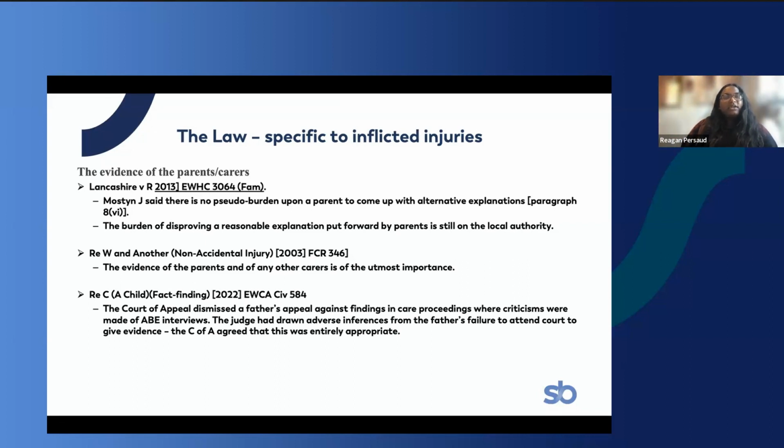I remember this case. So this was a case last year. Yeah, it was. Re C is a case from last year. And we had a child. It's on the handout later on, I think. I give you more details of this case.